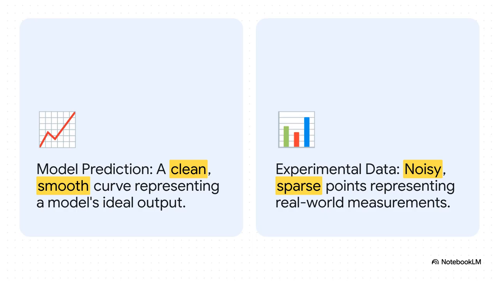And this right here is the problem in a nutshell. On the left, you've got our model's prediction. It's this perfect, smooth, idealized curve. Then you look at the right, and that's reality. That's our experimental data. It's noisy, it's sparse, we've got gaps, it's messy. So the whole goal, the entire point of parameter estimation, is to find the right settings, the right parameters for our model so that its clean prediction can accurately explain this beautiful mess.